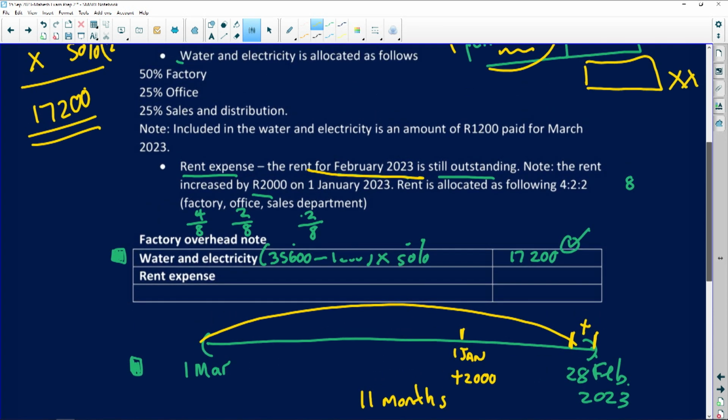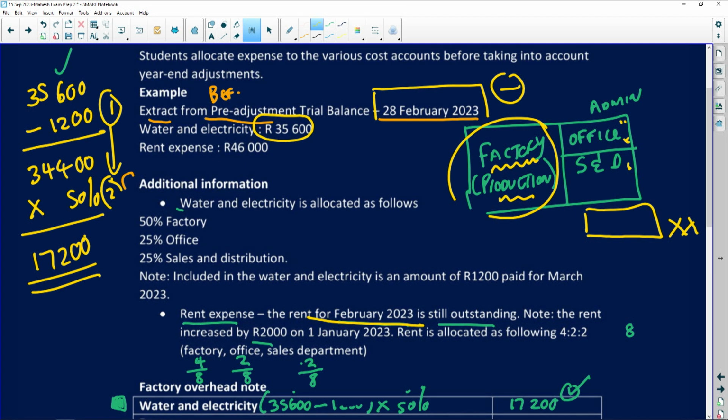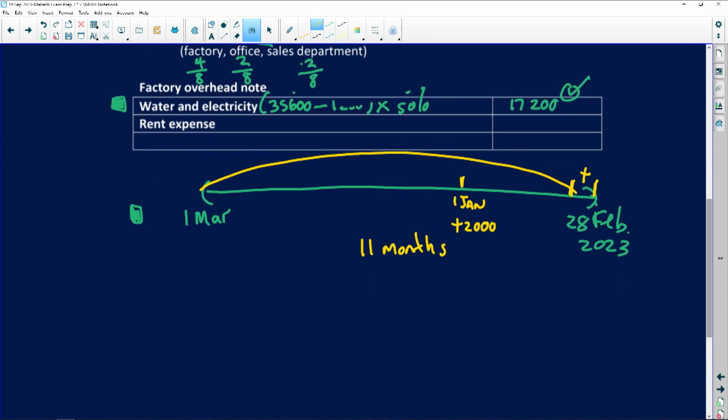So let's calculate our monthly rent, right? Our rent expense given to us, 46,000. So that's my starting point, right? 46,000. And remember that 46,000 represents 11 months, guys. Okay, so from that 46,000, from the information given, remember one month's rent, January, includes an extra 2,000 Rand, okay? Whereas for 10 months, the rent has remained constant. Remember, in total, you have paid rent for 11 months.